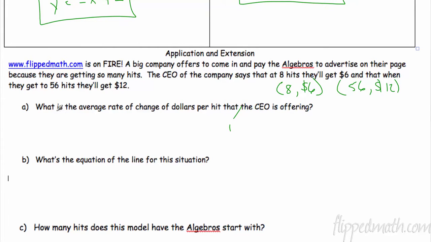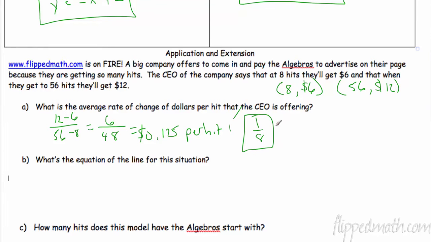So that's slope. So 12 minus 6 over 56 minus 8. Now remember, when you have a rate of change, it can be in terms of either a fraction or a decimal. A lot of times we have decimals because they're more real-world problems, right? But you can always convert it back. So this is $0.125 per hit. If you wanted that as a fraction, it'd be 1 over 8.